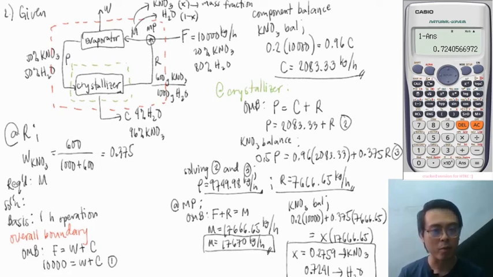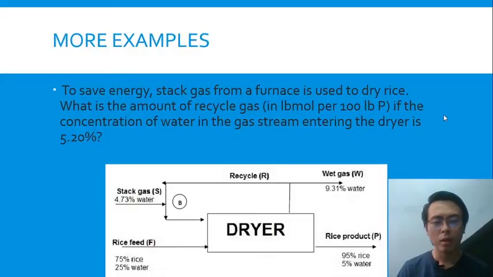Okay, next problem. So in this problem, we are given another diagram. To save energy, stack gas from a furnace is used to dry rice. What is the amount of recycled gas in pound moles per 100 pounds of P if the concentration of water in the gas stream entering the dryer is 5.2%? So let me first copy the given.